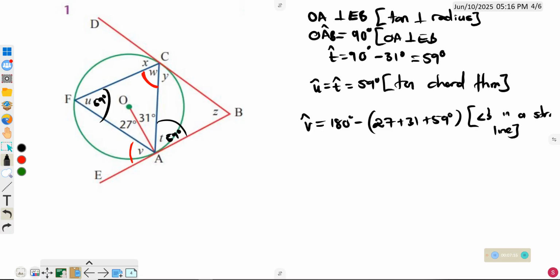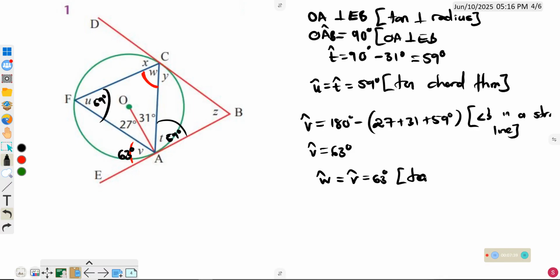So that should give us 180 minus 27 minus 31 minus 59, which is 63 degrees. Angle V is equal to 63 degrees. Now that we have this to be 63, then we have W. Angle W is equal to angle V, like we said, and they are both equal to 63 degrees.